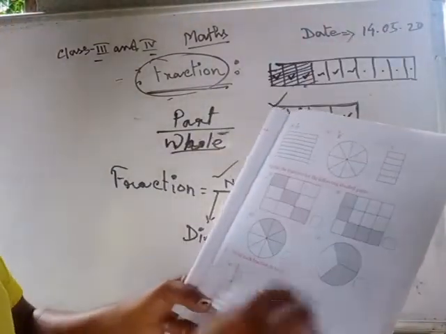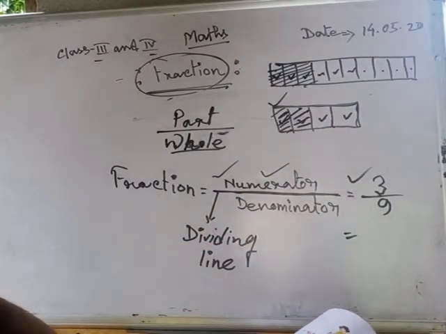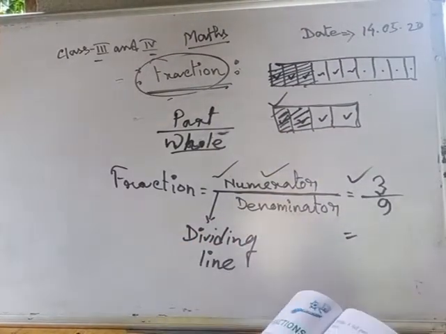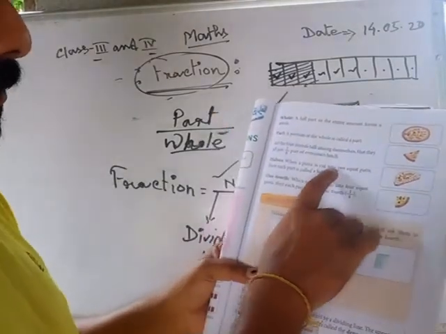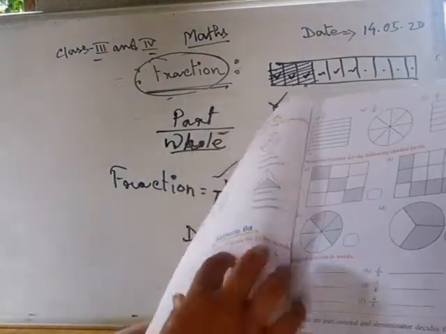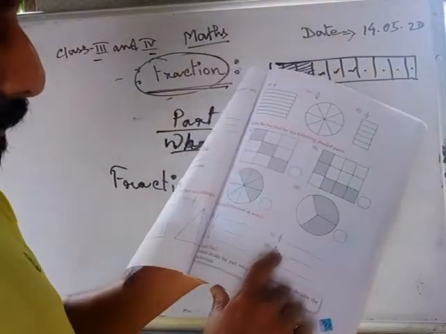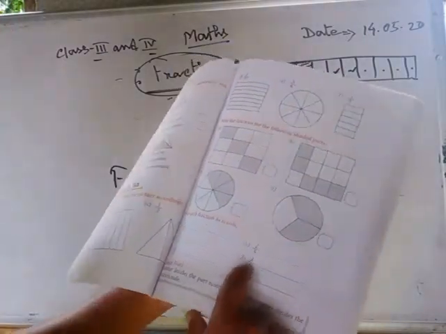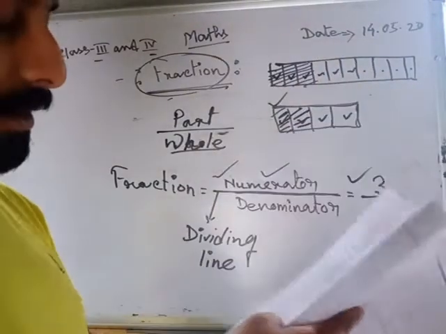That is called 1 by 6. It is right over here. It is called half, 1 by 2. That is called 1/4. That is called 1/6. 3/4. Okay, you should do it. You should write like this.